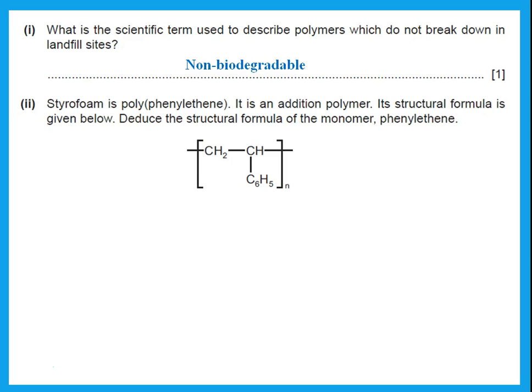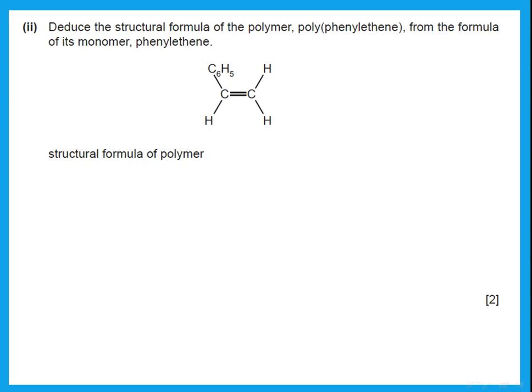Then he gives me here a polymer and he says deduce the monomer. Again, if I have the polymer and I want the monomer, we said just remove these bonds on either ends and put a double bond in the middle, and that is my monomer. Copy everything as it is. The C6H5, you copy it as it is. Don't sit down and draw out 6 carbons or any of these things, because that's something that we haven't studied.